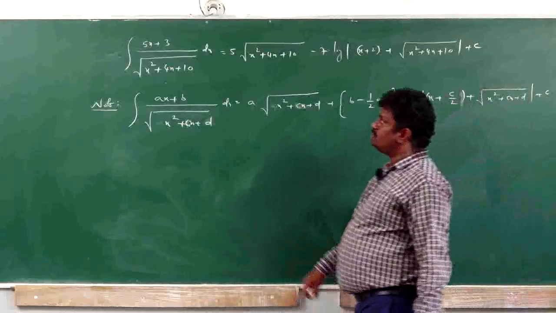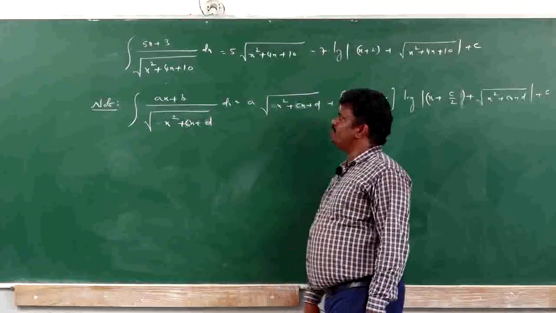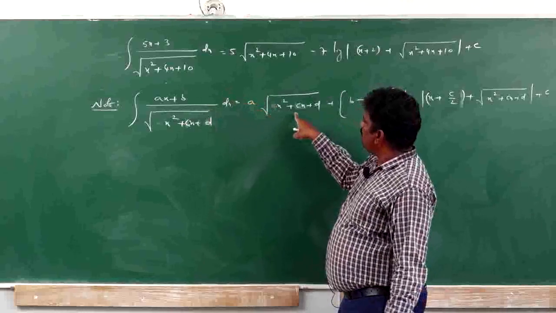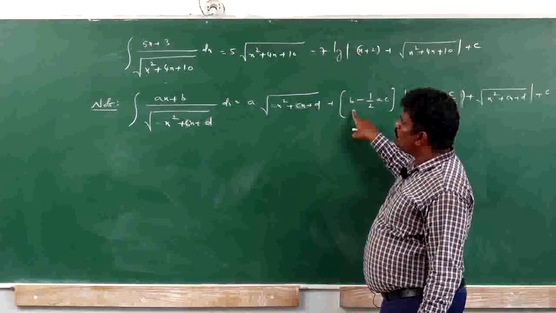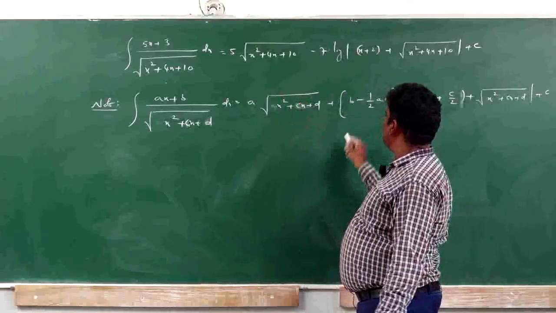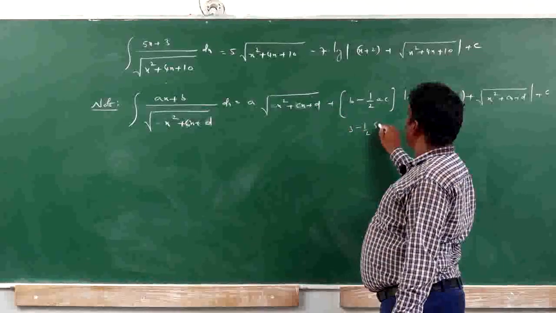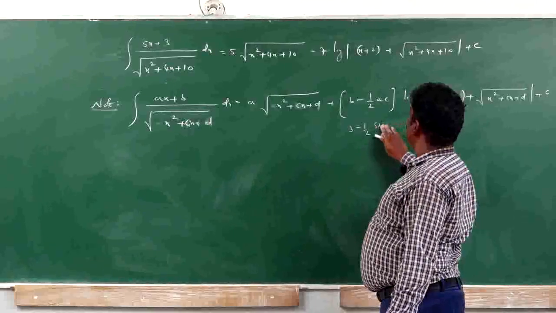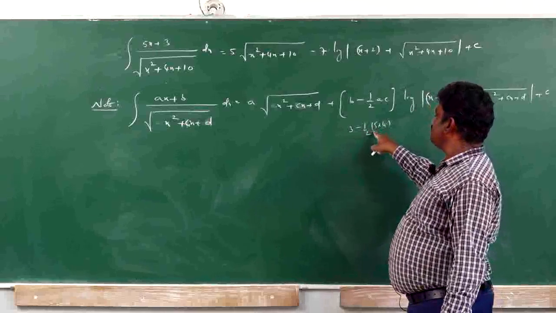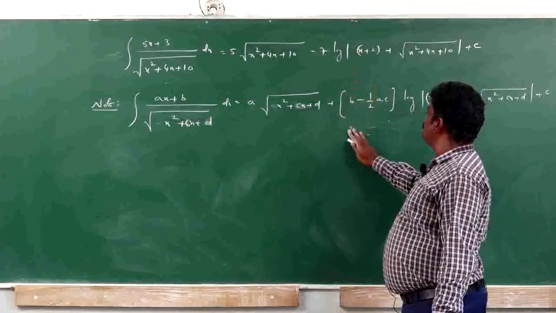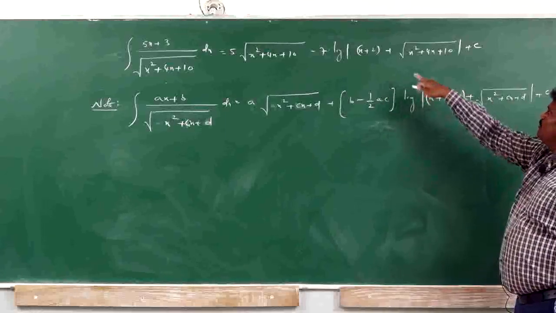Now comparing these values, a is equal to 5, b is equal to 3, c is equal to 4, d is equal to 10. So a is equal to 5 times the square root of that quadratic. How do we get the minus 7 value here? b means 3, so 3 minus a c by 2, with a equal to 5 and c equal to 4, so 20 by 2 means 10, 3 minus 10 is minus 7. So minus 7 log of x plus c by 2, c by 2 means 4 by 2, so plus 2.